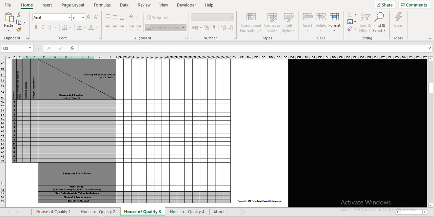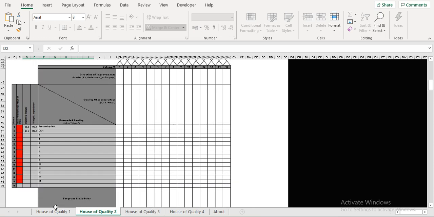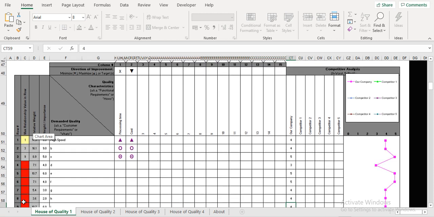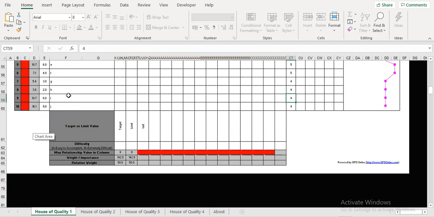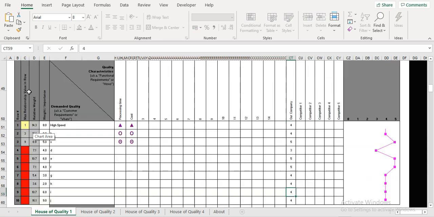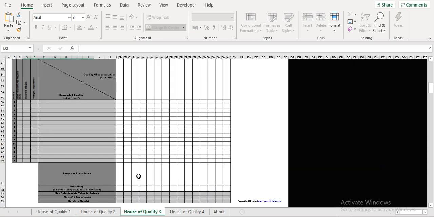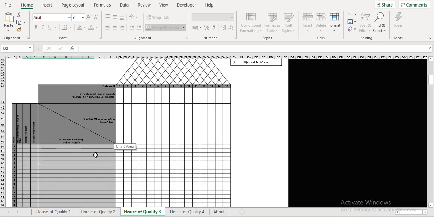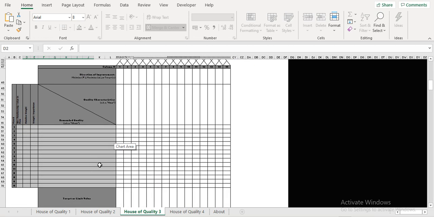For this one we have only 10 attributes, that is the problem. You are supposed to include 14 or more customer requirements. Functional requirements are fine, but in this design we have very few customer requirements. So better we use house of quality 3. This is a fresh document, I will be including values over here. You just follow the way I am including it. Okay, right guys, thank you.